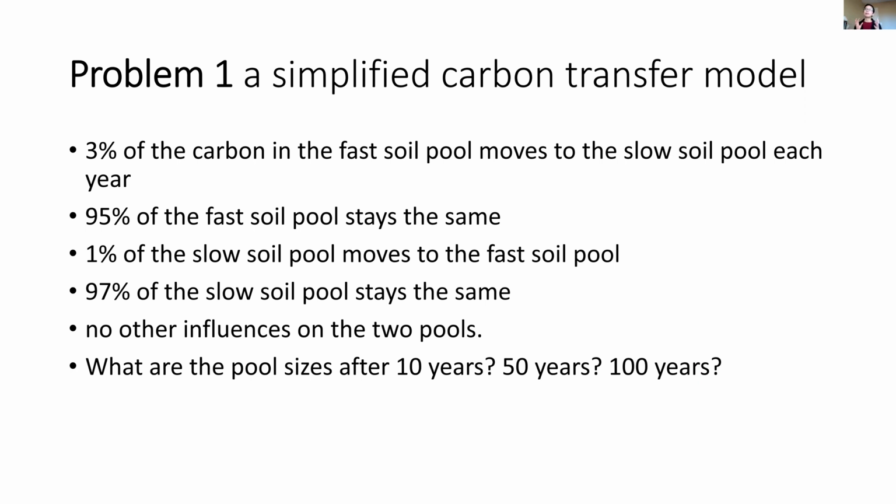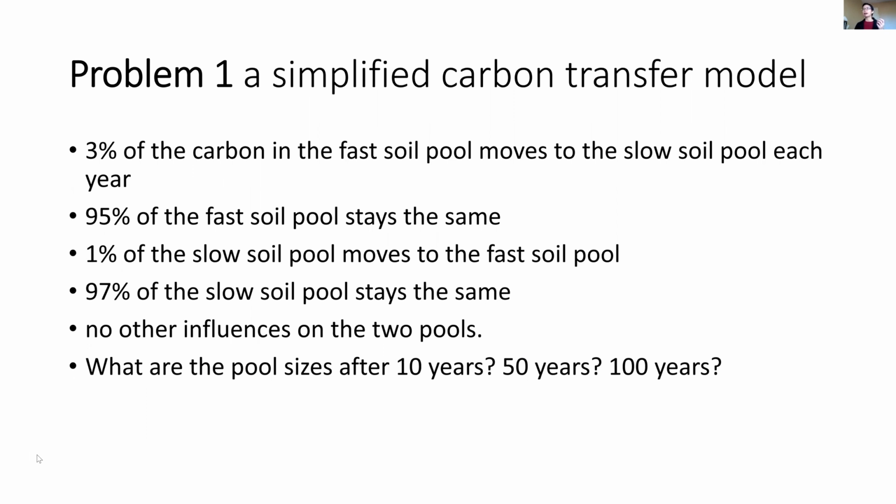This is a very simplified model because we're assuming a fixed constant rate flowing between these two pools every year, and usually you see a non-constant rate. But we just simplify the question and see how matrix algebra plays a role in solving this problem. Okay, so keep in mind that this is the problem that we're solving.